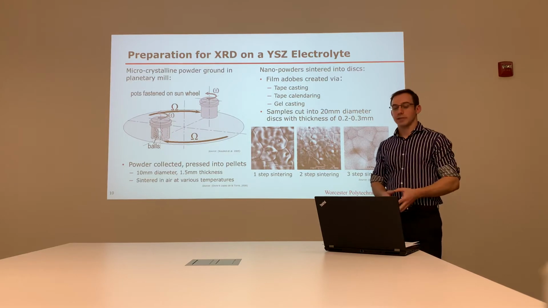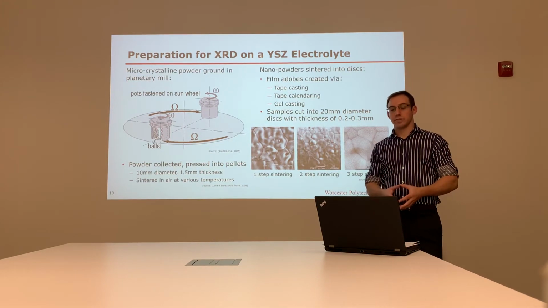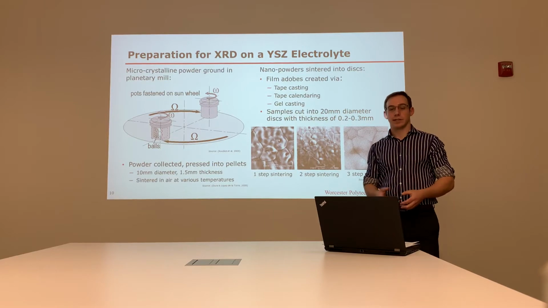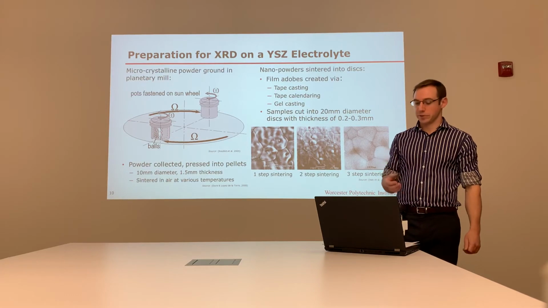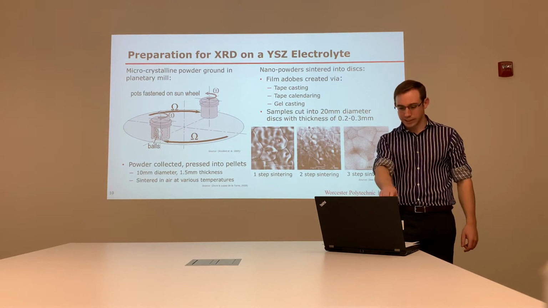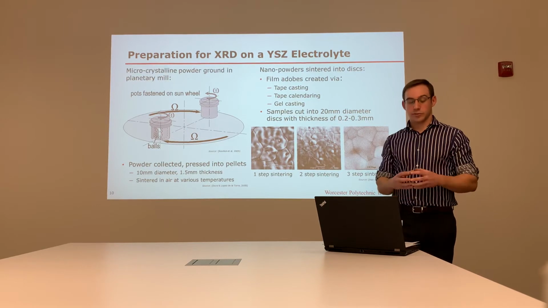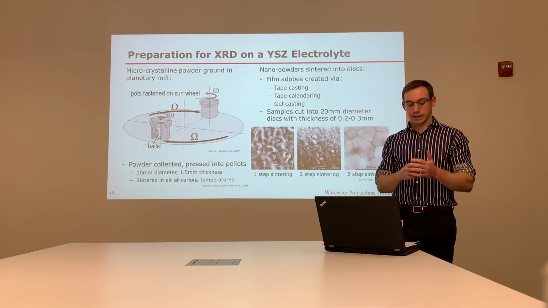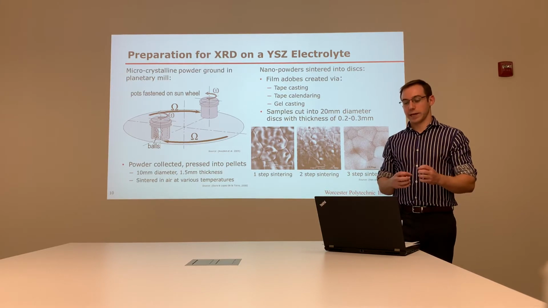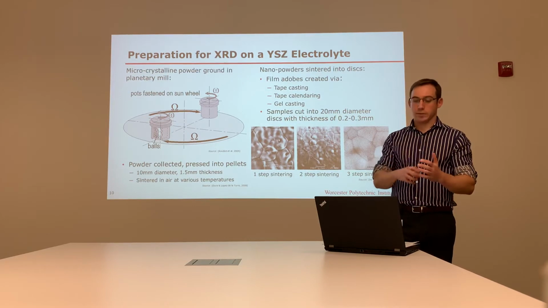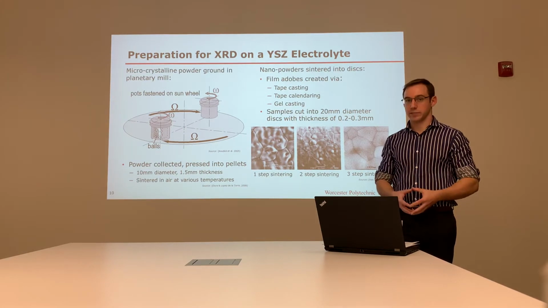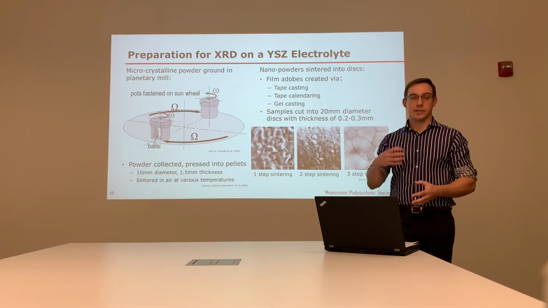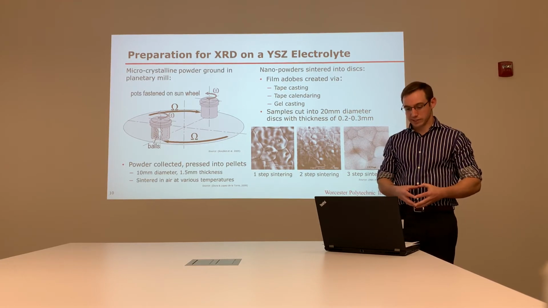So moving on to how to actually take X-ray diffraction of the YSZ electrolyte, it starts with microcrystalline powders, which are then ground in a planetary mill. You can see the planetary mill contains these small chambers full of other YSZ balls that, as it rotates around its own axis and then the axis of the center of the apparatus, these balls grind up the microcrystalline powder and create a nanocrystalline powder. And as mentioned before, the nanocrystalline powder is much better for X-ray diffraction because there's less interference from amorphous phases.